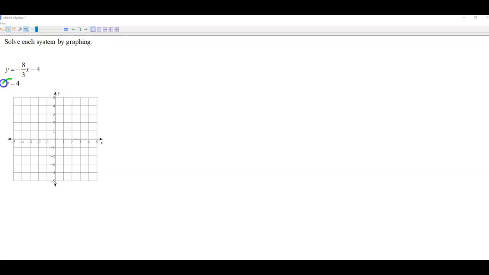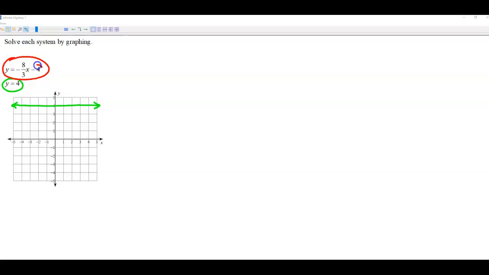So let's graph this one. This one's nice and easy to graph. Y equals 4. When you have just a y equals, that's a horizontal line going through 4 on the y-axis. So that's what that one's going to look like. Now let's go ahead and graph the next one here.